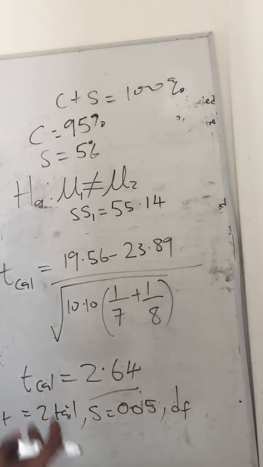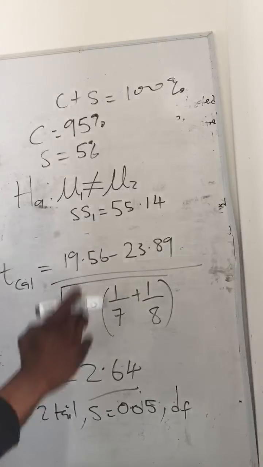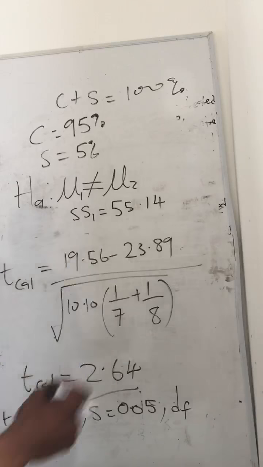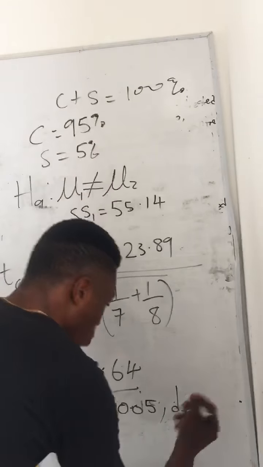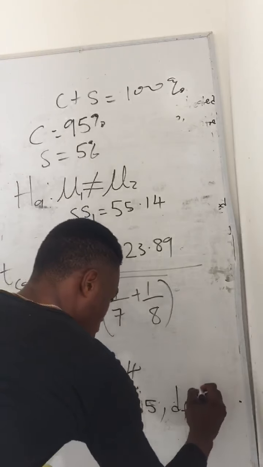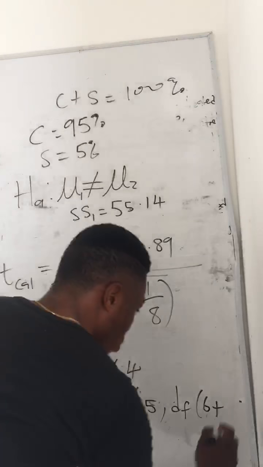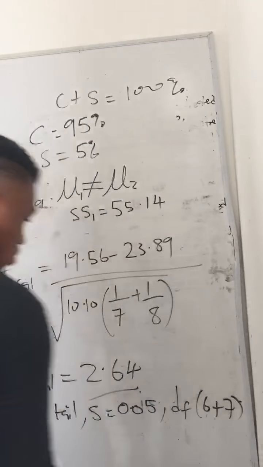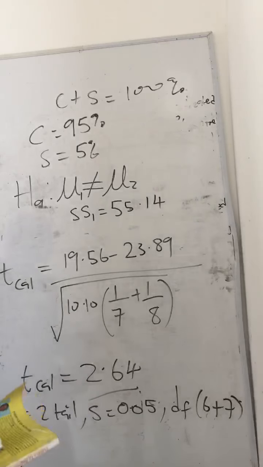Remember we find the total degree of freedom. Degree of freedom for the first sample, treatment A, plus degree of freedom of treatment B. Degree of freedom is n minus 1. So treatment A, we have 7, so n minus 1 will be 6. Plus treatment B, we had 8, so degree of freedom will be 7. So 6 plus 7 is 13.